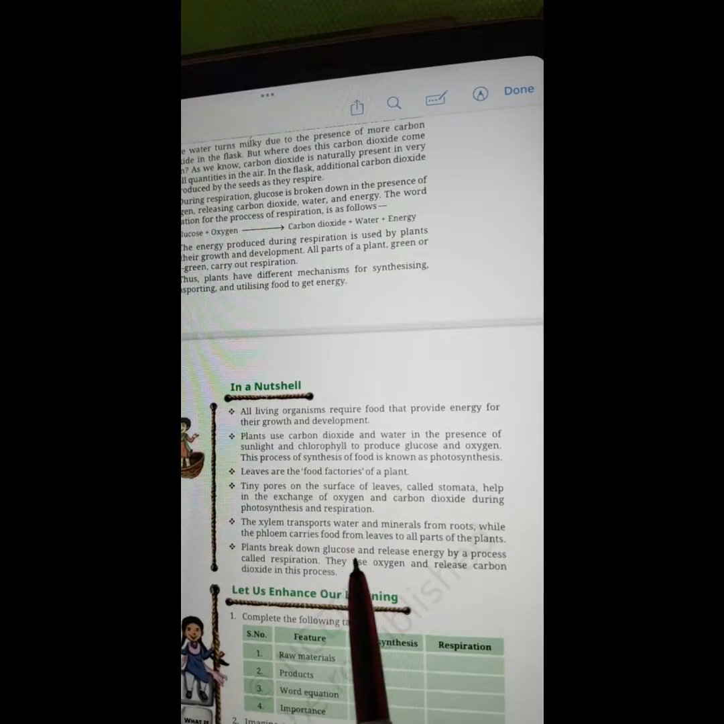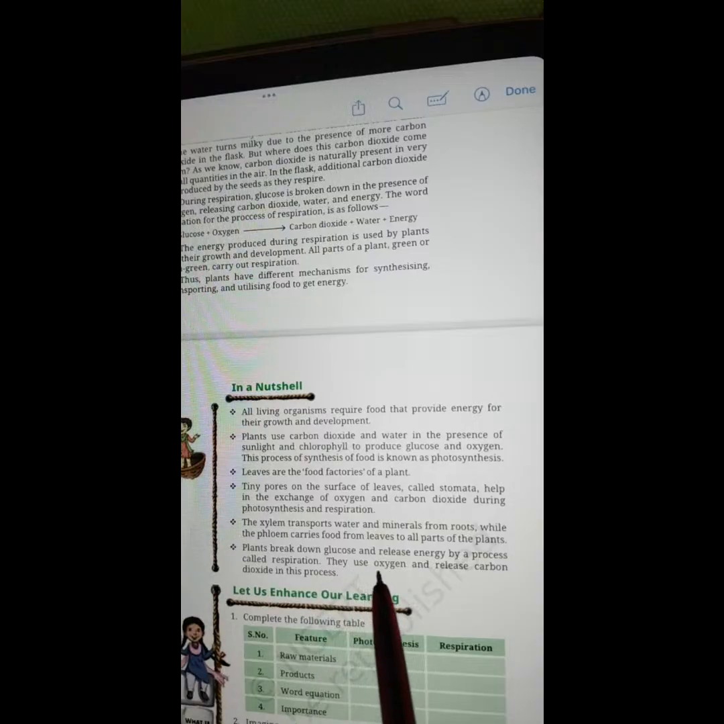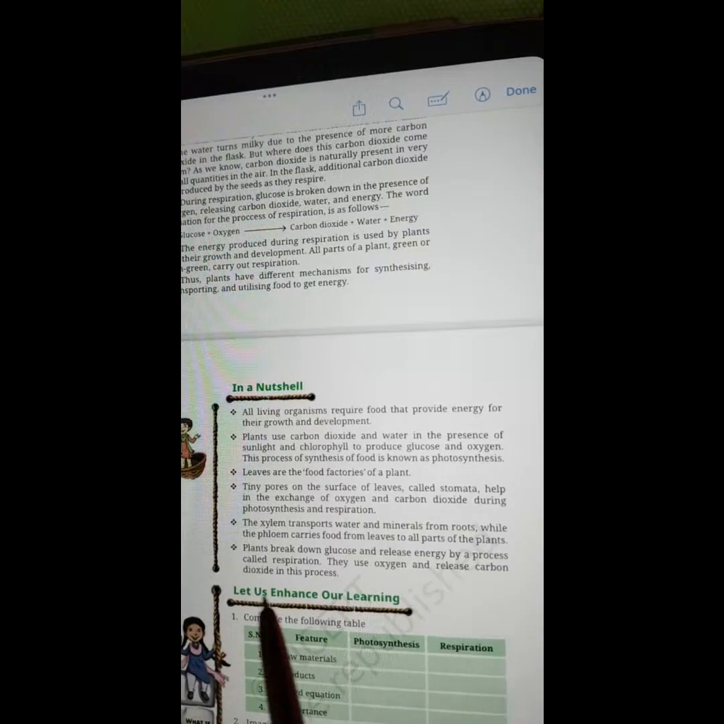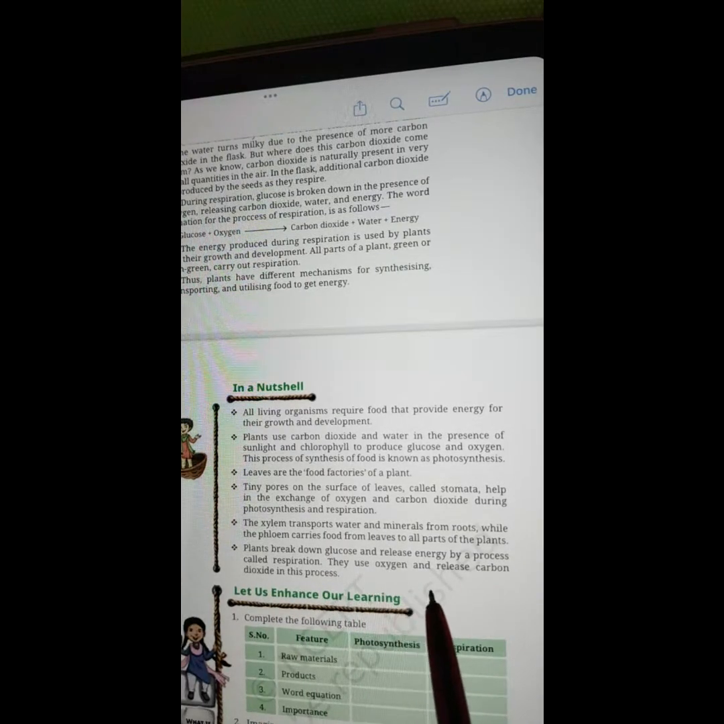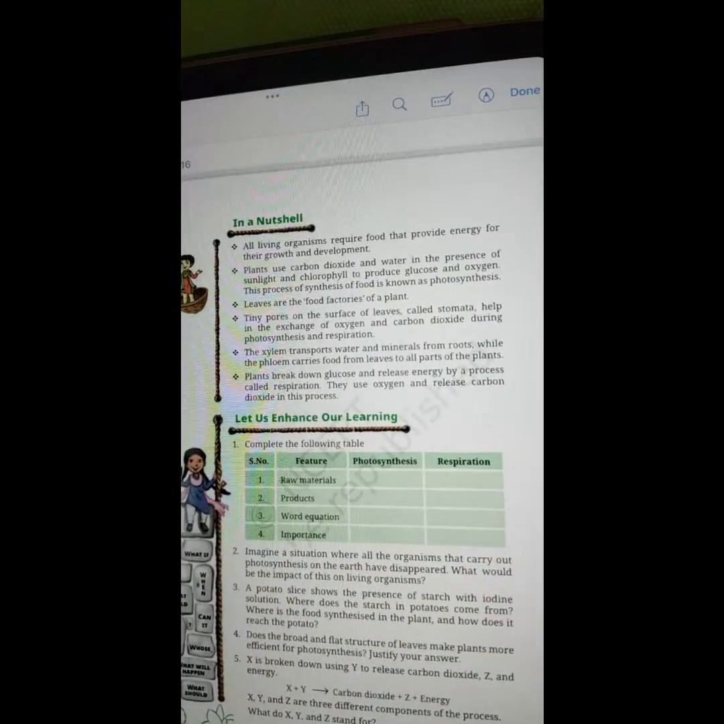The xylem transports water and minerals from roots, while the phloem carries food from leaves to all the parts of the plant. Plants break down glucose and release energy by a process called respiration. They use oxygen and release carbon dioxide in this process.